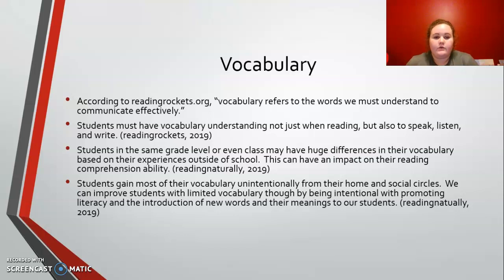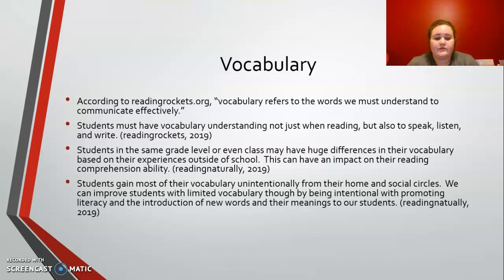Vocabulary refers to the words we understand in order to communicate effectively. We have to have vocabulary not just for reading, but also for speaking, listening, writing. Pretty much anything that we are doing to communicate, we must have vocabulary.